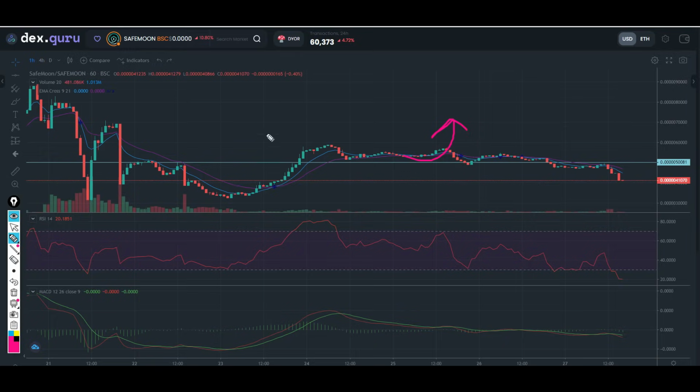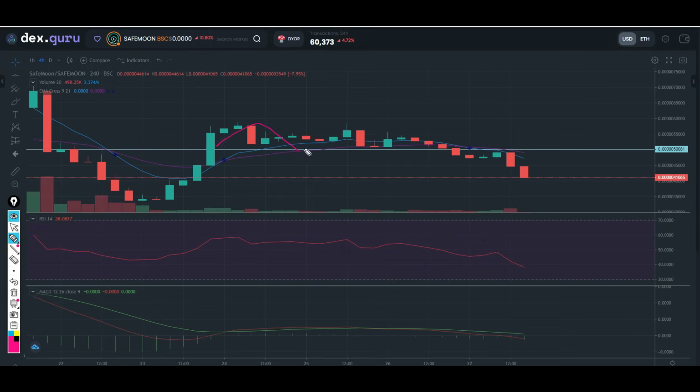A few days ago, we called this 50% move down from here all the way up to this level, and we called this head and shoulders that formed in the 4-hour chart yesterday that I told you guys would potentially lead to a reversal lower.